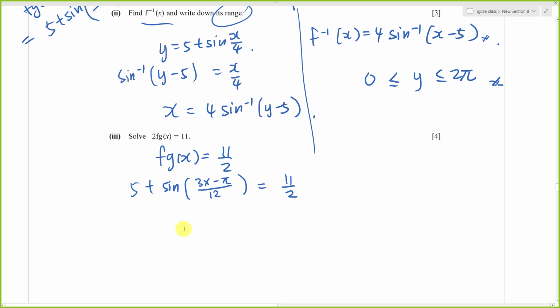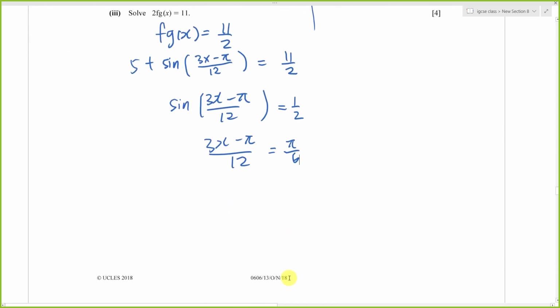So sine of (3x minus pi) over 12. This one minus 5 will be minus 10 over 2, which is 1 over 2 here. So (3x minus pi) over 12 will be shift sine 30. Shift sine half will be 30 degrees, which is pi over 6 here. So yeah, I will just solve this one.